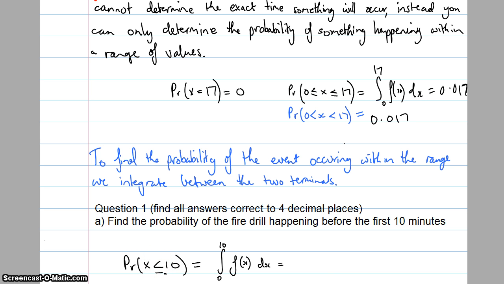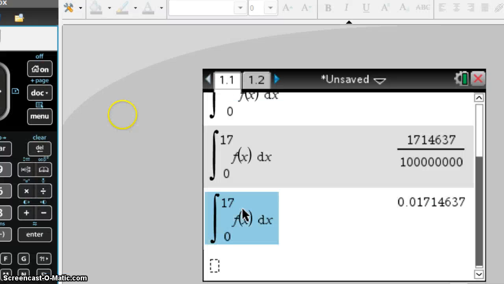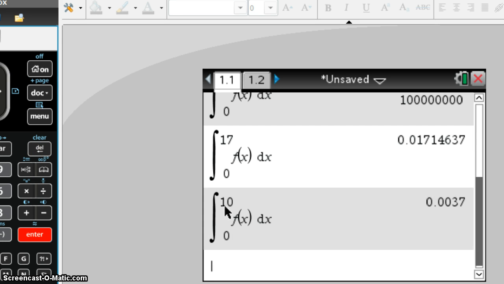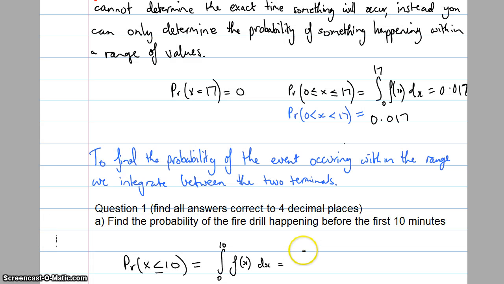In the exam, what I'd probably write is this bit here, and then I'd say that equals the integration between 0 and 10 of f of x. So let's find out what this is. I'll push control equals because it says 4 decimal places: 0.0037.